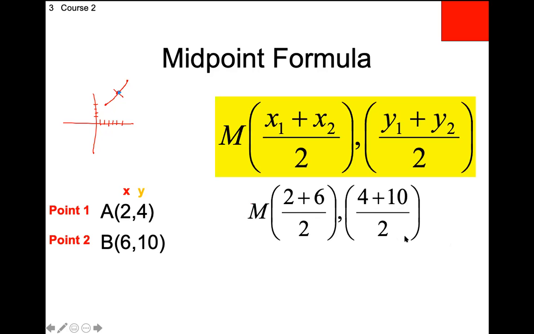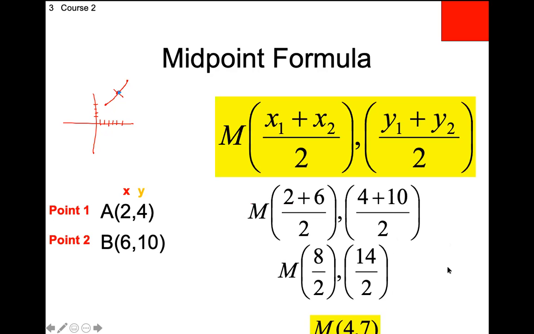Okay, so mathematically it's pretty easy to do. 2 plus 6 is 8. 4 plus 10 is 14. 8 divided by 2 is 4, and 14 divided by 2 is 7. So we get the midpoint is 4, 7. If we look over here in our picture, it would be 1, 2, 3, 4, and then up here is where your 7 is. And that's visually what you're doing. You don't need to graph anything. I was just showing you visually what we were finding there. So that's the midpoint formula. Questions?